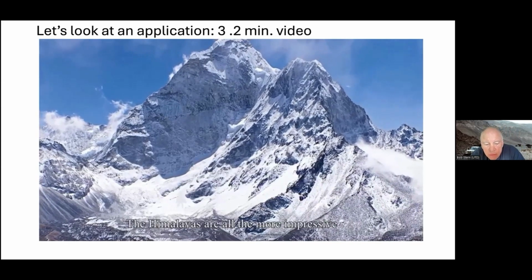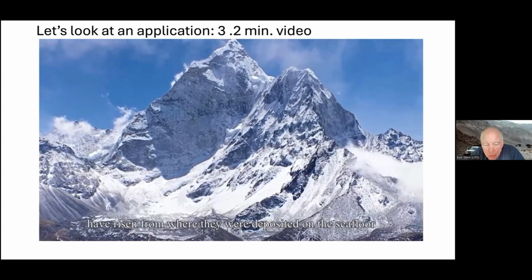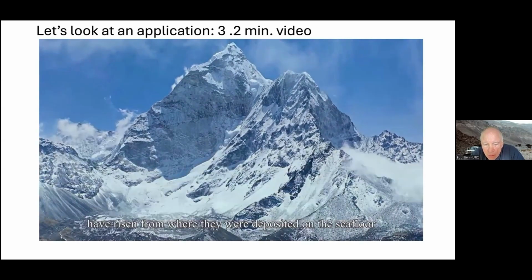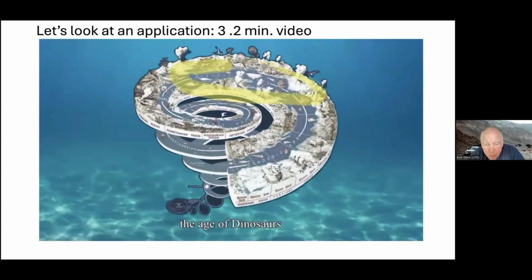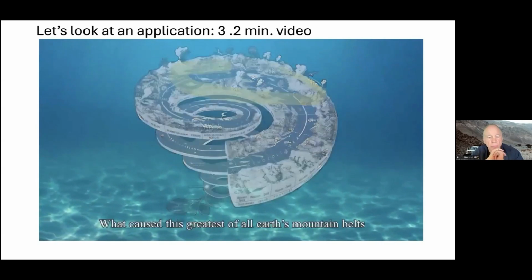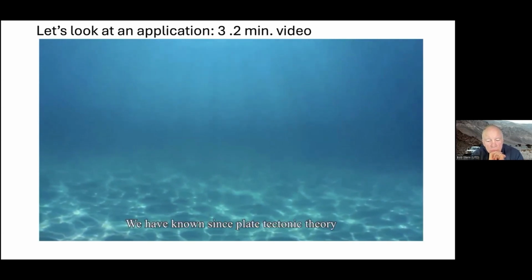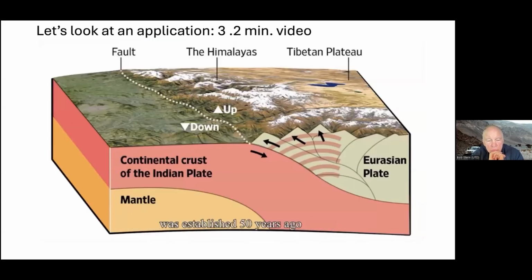The Himalayas are all the more impressive because of the rocks that formed them, and they have risen from where they were deposited on the seafloor during the Mesozoic era, the age of the dinosaurs, more than 65 million years ago. What caused this greatest of all Earth's mountain belts to rise out of the sea? We have known since plate tectonic theory was established 50 years ago that the Himalayas mark where two continents, India and Eurasia, collided. It was this collision that uplifted the Himalayas to their incredible heights.